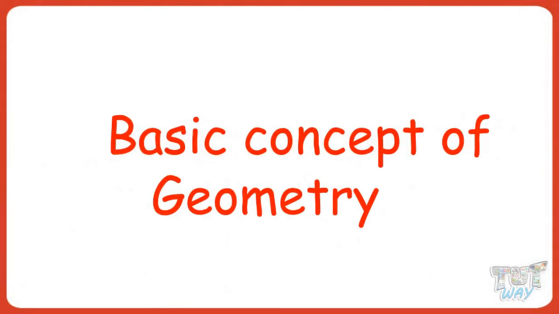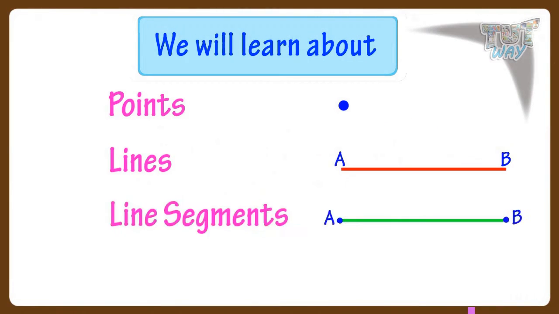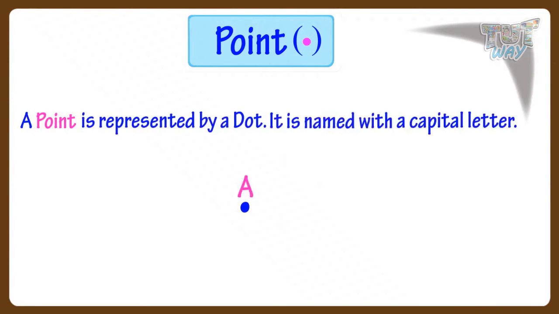Geometry. So, let's get started. Today, we will learn about points, lines, line segments, and rays. Let's start with a point. A point is represented by a dot. It is named with a capital letter. Example: this is point A.